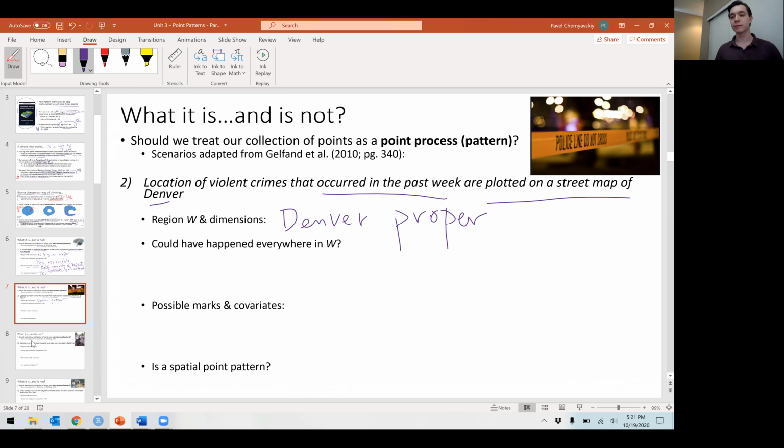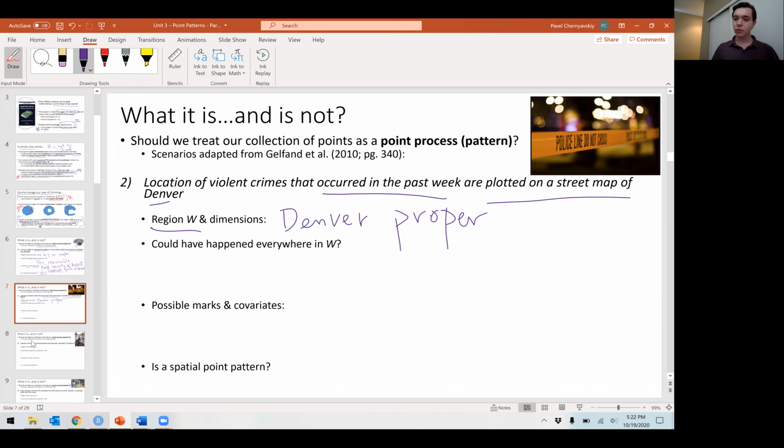Denver proper. Are you getting data from the county? Are you getting data from the city? Are you getting data from the state? I don't know, but that has a huge impact on what you would consider to be the observation window. Could you start with Denver proper and then get data from Thornton and Littleton and Aurora? Yes, absolutely. And then your region will change as well. But I said street map of Denver, Denver proper.